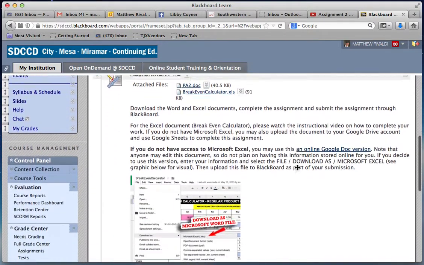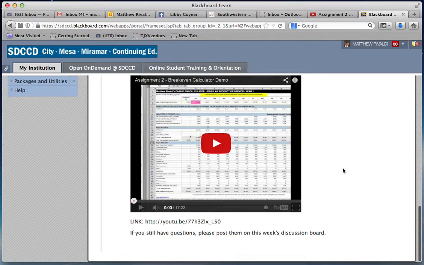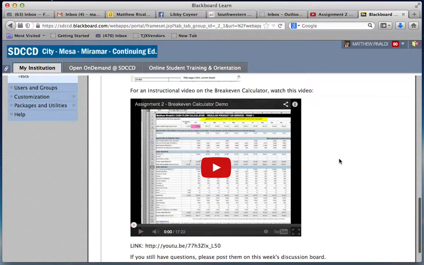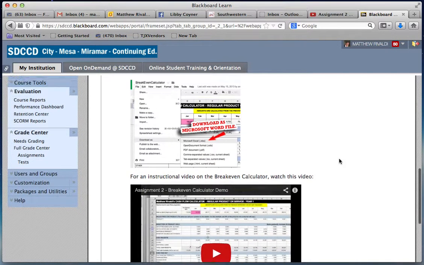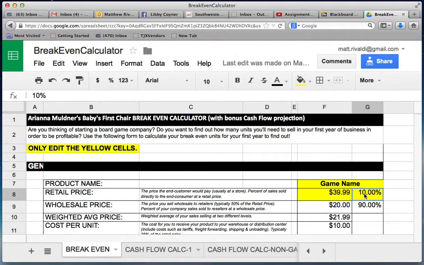One last thing I'm going to show you. If you do not have Microsoft Excel, there's two things you can do. One, you can go to a Google Doc version, and this is an online version of Excel, and you can work on it here. Now note that this is a public file, so anyone could be working at the same time. You'll see a little note up here if anyone else is working on it. So if someone else is working on it, you're going to have to wait till they're done.